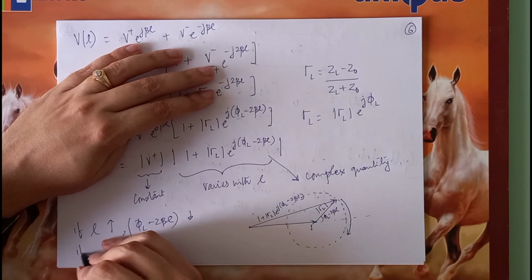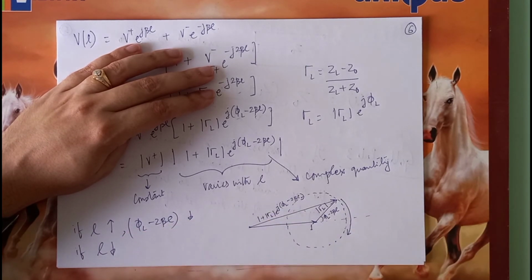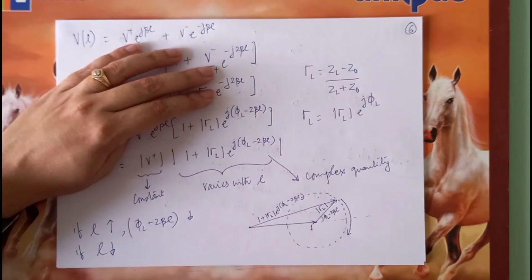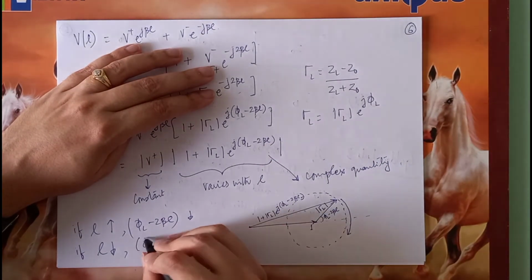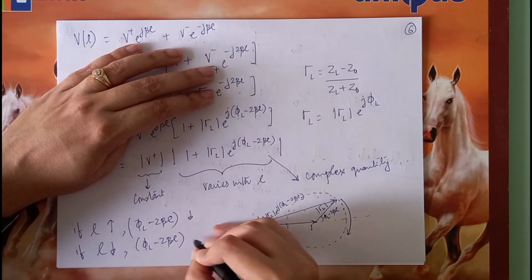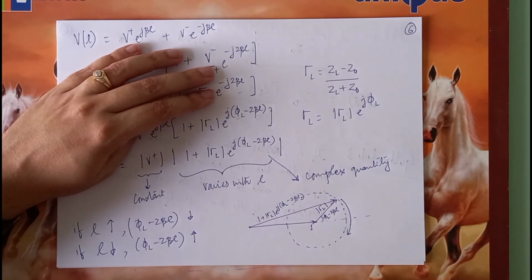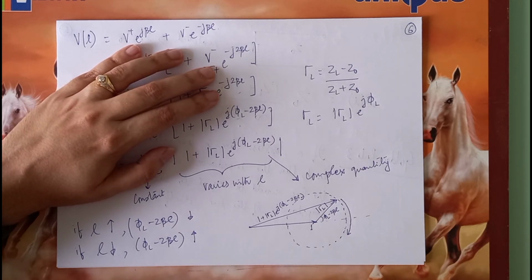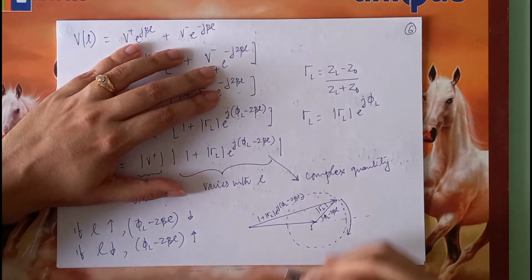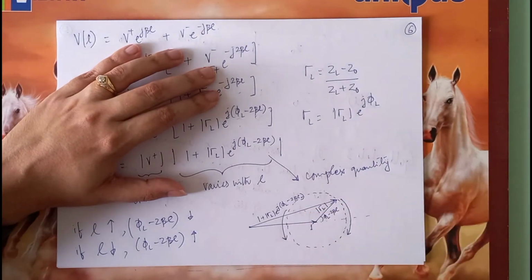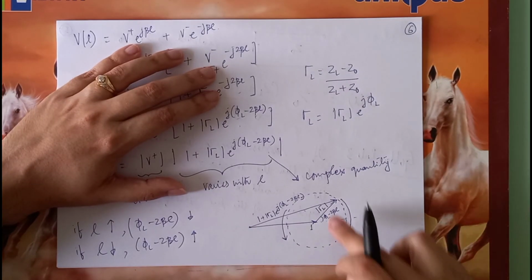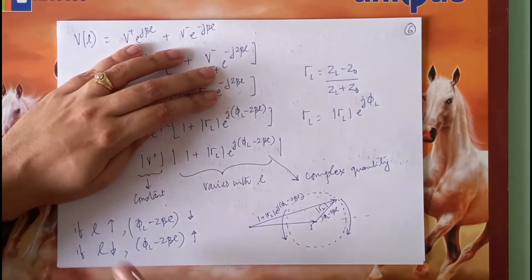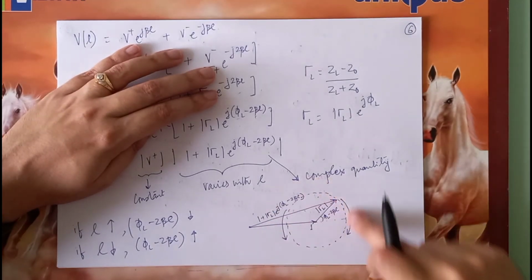Likewise, if L reduces, then phi L minus 2 beta L as a whole quantity would increase. This would increase. And that is like saying you would move counterclockwise. Like this. The tip of this vector would move like this. And when L is increasing, it would move like this.